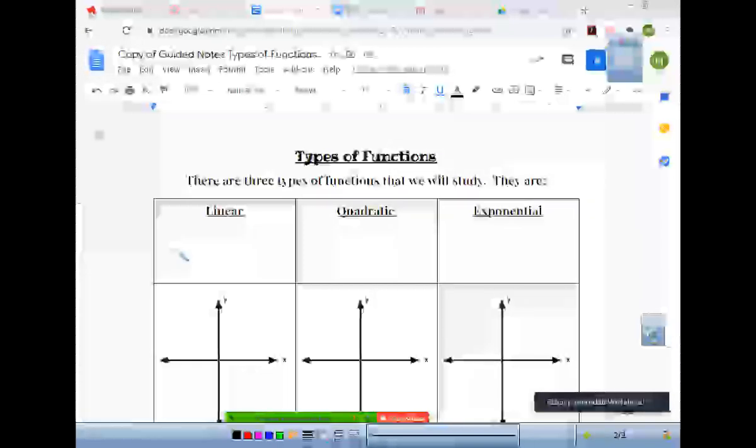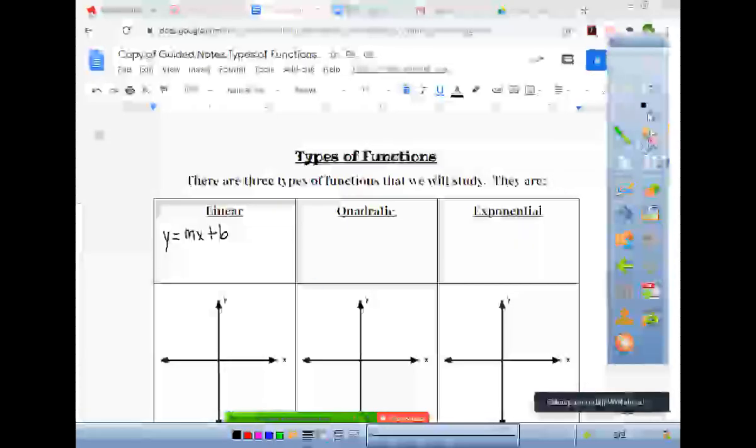So a linear function looks like this. You could use y or you could use f of x, either one. Y equals mx plus b. That's your general form for a linear equation or linear function. When you graph a linear equation, it's going to look like just a line. So some type of slanted line.